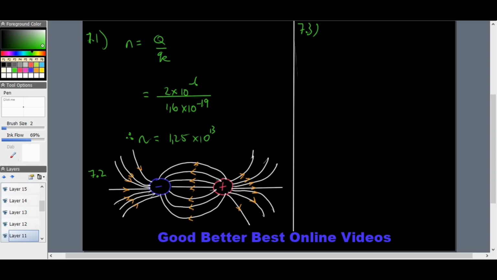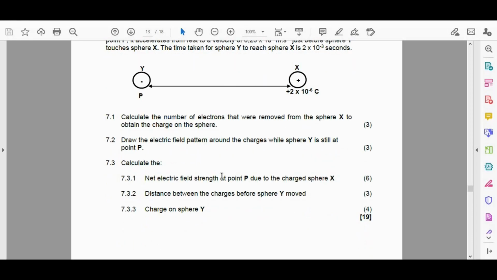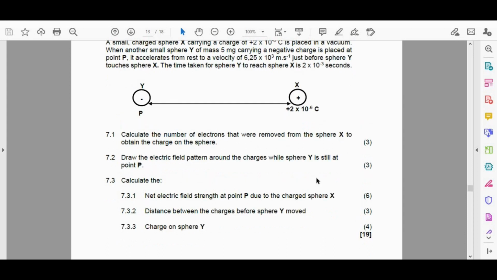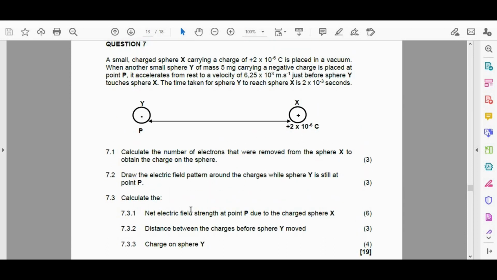7.3 asks: calculate the net electric field strength at P due to the charged sphere X. Some information they gave us is a velocity. It says that when another small sphere Y of mass 5 milligrams carrying a negative charge is placed at point P, it accelerates from rest to a velocity of 6.25 times 10 to the 3 meters per second. So we're going to have to find an acceleration value here.